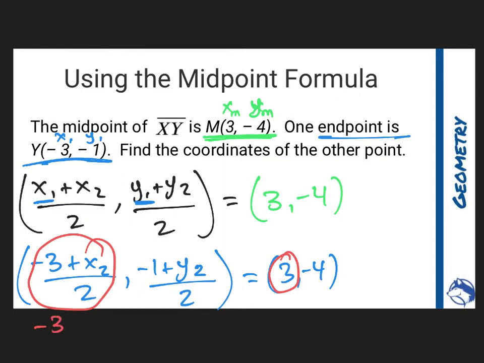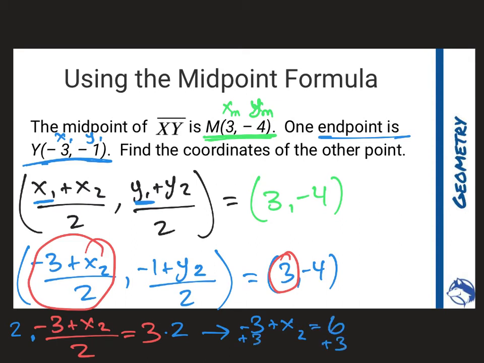So this is negative 3 plus X2 over 2 is equal to 3. So what I can do there is then multiply by 2 on both sides, and that gives me negative 3 plus X2 is equal to 6. So I add 3 to both sides, and I get X2 is equal to 9, and that's pretty important to get that. I then need to split the y's into a separate equation here.